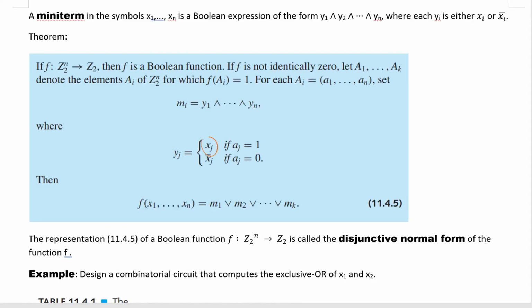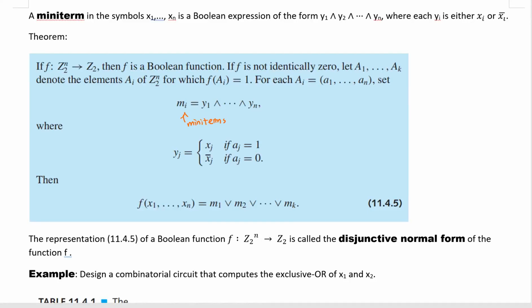Each yi is either xj or not xj. If aj is 1, we denote it as xj. If aj is 0, we denote xj bar. Then f of x1, ..., xn is going to be m1 or m2 or ... or mk. So all of the mi's are the minterms.